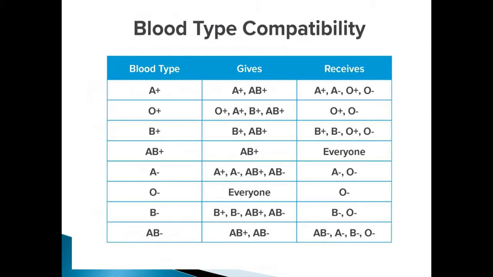Blood type compatibility. The ABO system contains 4 blood groups. The blood group is determined by the presence or absence of 2 distinct antigens, A and B, on the surface of the erythrocytes. Distribution of ABO antigens on red blood cells and antibodies in the serum.